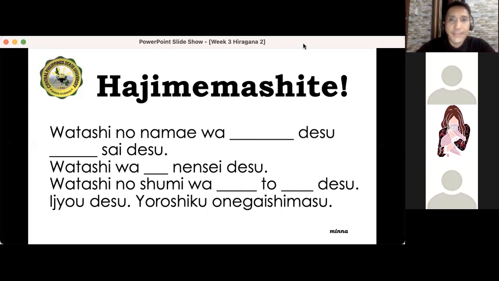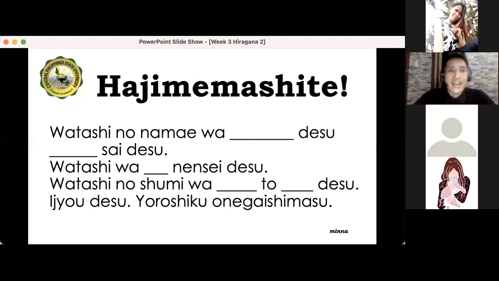Again, magsasample tayo. Let's say that I am a student and I'm a first year student. So I would say, Hajimemashite. Watashi no namae wa Junri Superaro desu. In Japanese, we start with the family name before the first name. So sundin natin yung order nila. Unahin ko ang apelyido ko, which is Superaro. So, hajimemashite. Watashi no namae wa Superaro Junri desu.